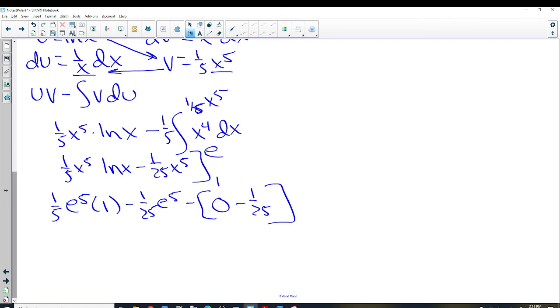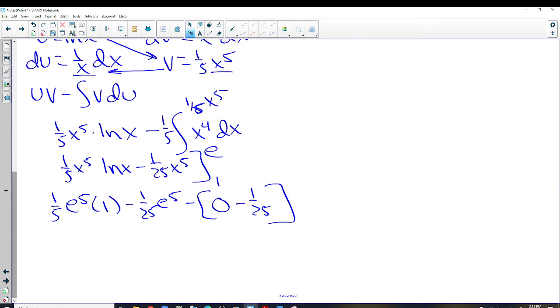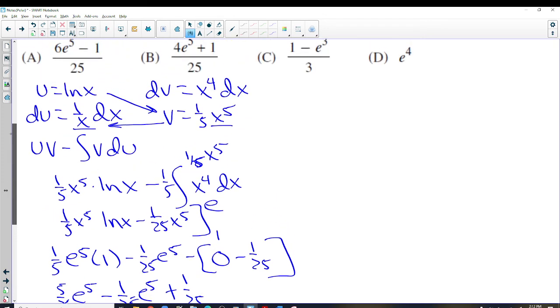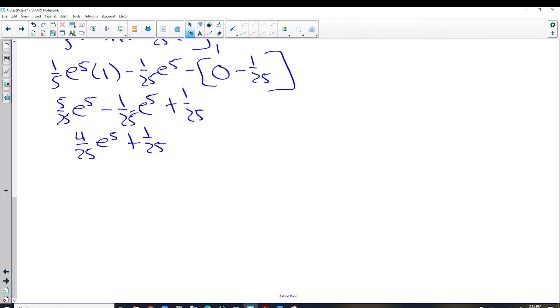Well, now we kind of go answer hunting in this multiple choice problem. Let's do common denominator. We got 5/25 minus 1/25 plus 1/25. So that's going to be 4/25. So 4/25 e to the 5th plus 1 over 25. Well, then, if you look very closely, they're using common denominator. So it's letter B, just with common denominator, 25.